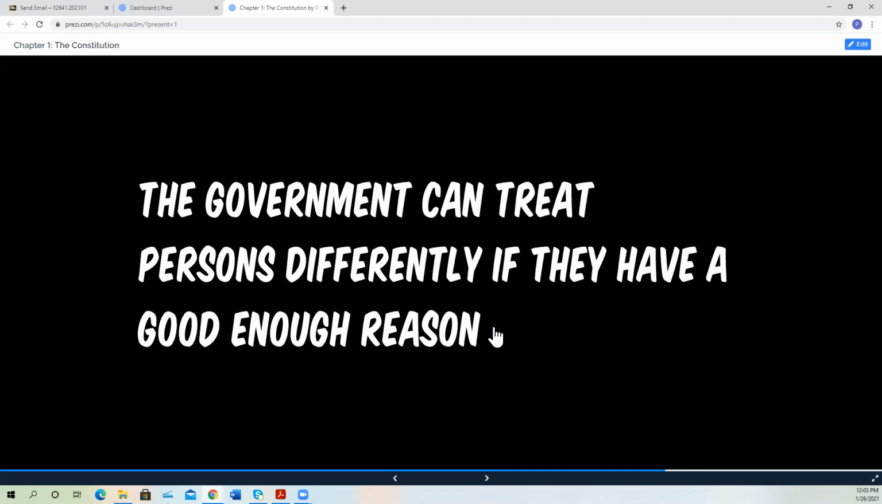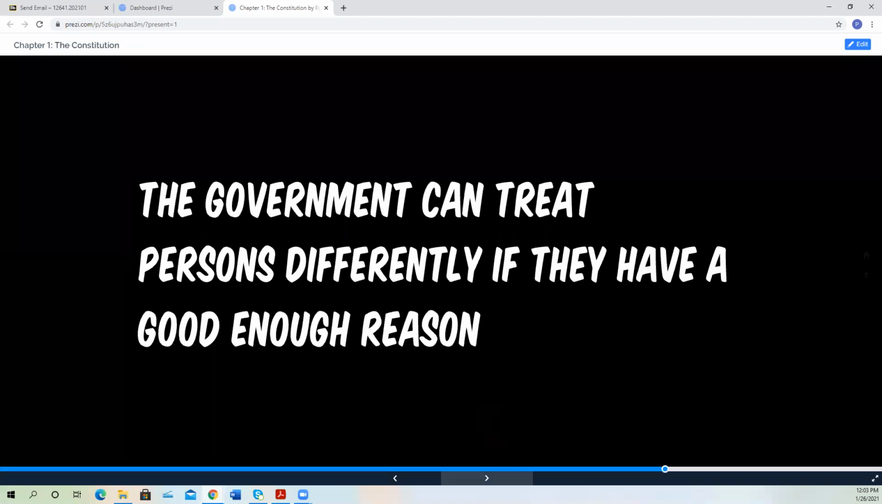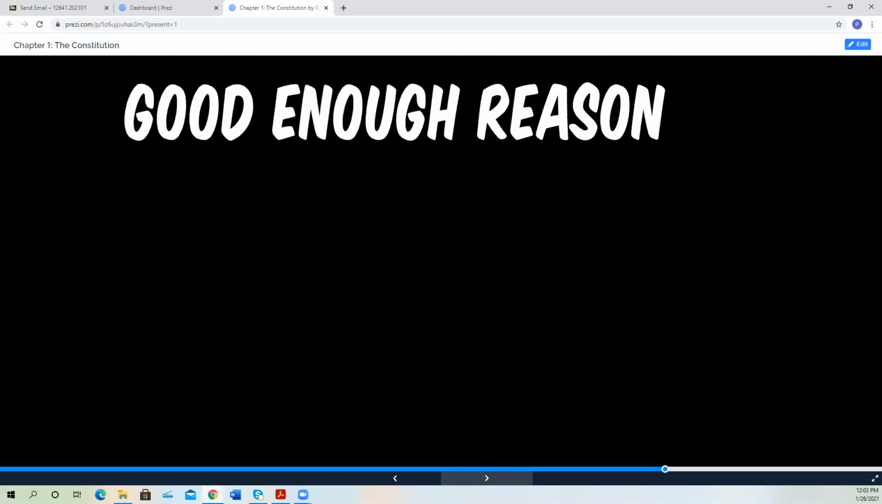Sound familiar with due process, substantive due process? They need a good enough reason. And that's what we're going to learn now. When is it a good enough reason when we treat somebody or a group of people differently? So we're going to focus in on good enough reason. That's what these tests are all about, to determine if the government had a good enough reason.